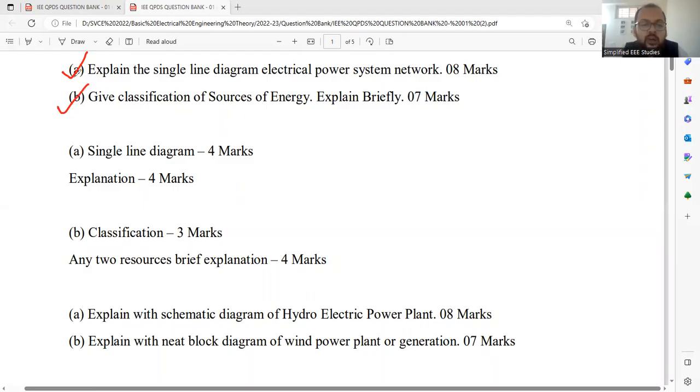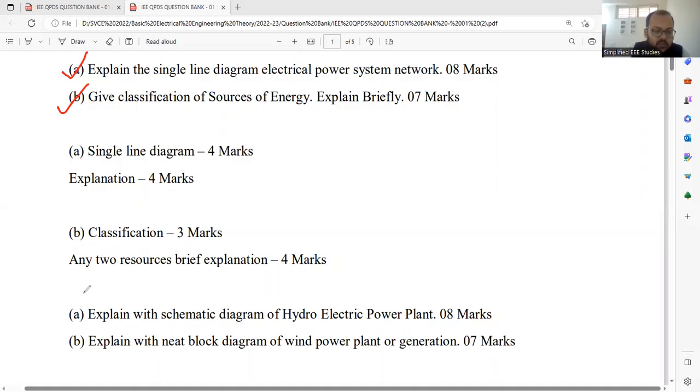Explain the classification of energy sources. You can divide energy sources into 2 types: one is renewable, another one is non-renewable. Non-renewable can be again divided into 2 types: one is commercial, another one is non-commercial. Explain in brief with suitable examples.